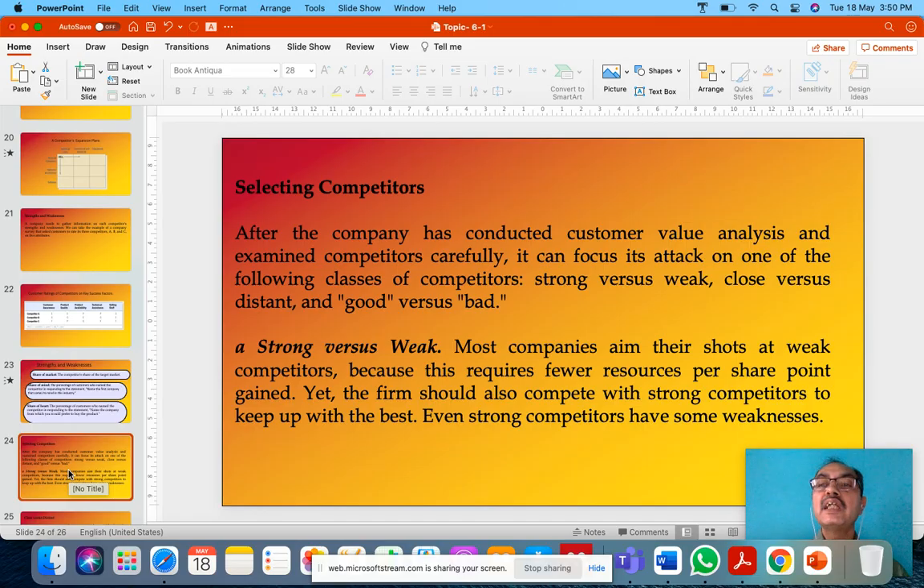So how are we going to select the competitors? We can select our competitors based on strong versus weak, close versus distant, and good versus bad. Generally, the business organization would like to select the weak competitors, but I am of the opinion that strong competitors also have certain weaknesses. We can identify those weaknesses, and if you see that a competitor's weakness is your strength, then you can also enter that market.